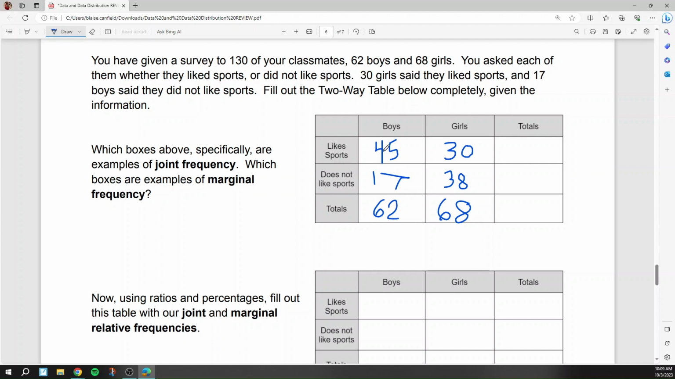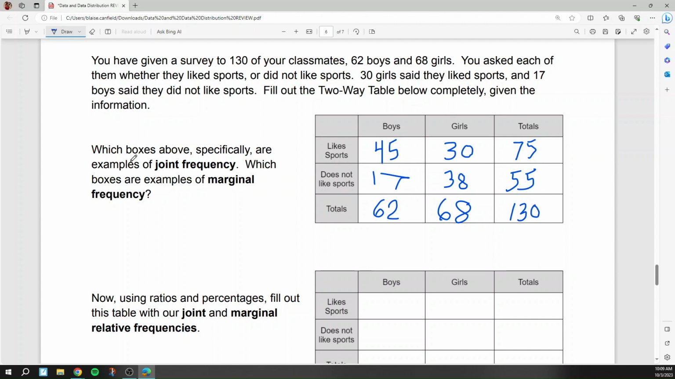So how many people liked sports? Well, there's 45 and 30, which is 75. 17 and 38, which is, let's see, 40, 55. So if I add these up, I get 130. I add those up, I get 130. Cool. So they should match. The totals should match.